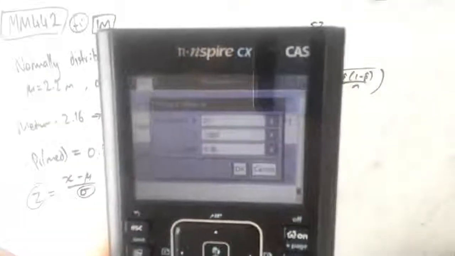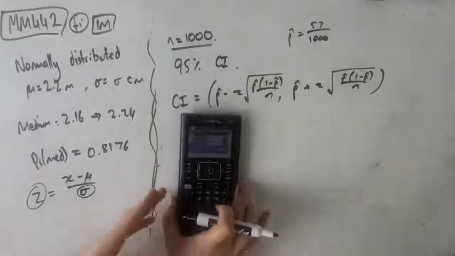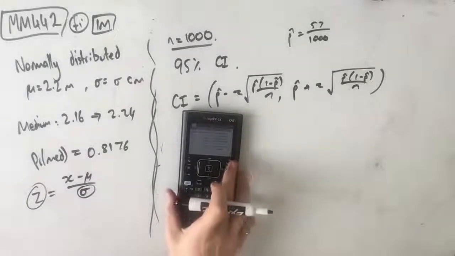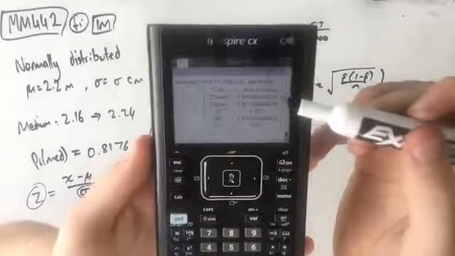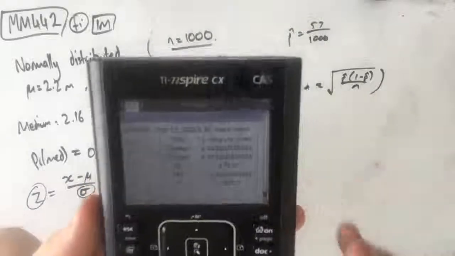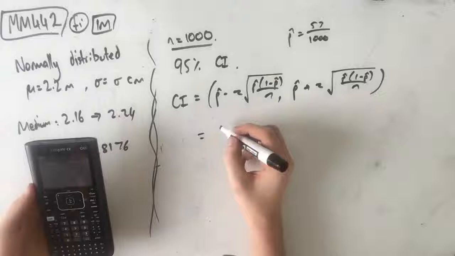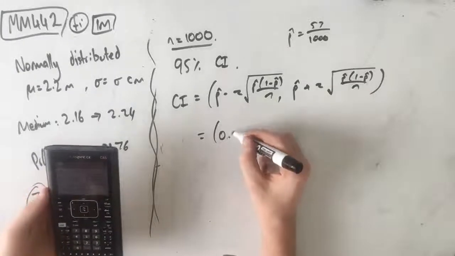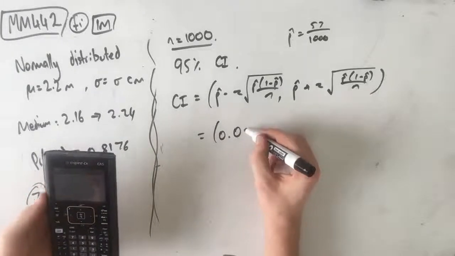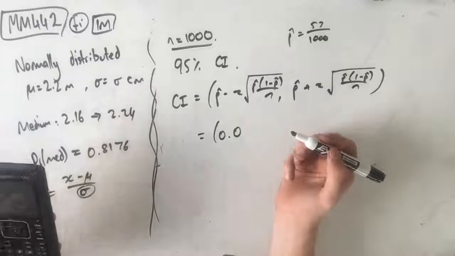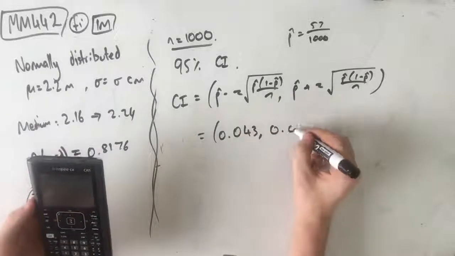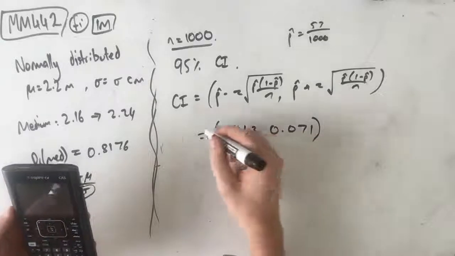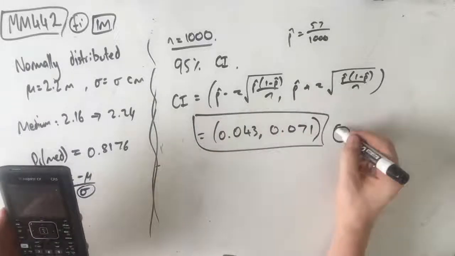That's what that looks like there. Hopefully you can see that. And we just click enter. And what we get is this C lower and C upper, and that's the lower and upper bound of our confidence interval. So that means that our confidence interval, according to this, is 0.0, how many decimal places? We need 3. So 0.043, 0.071. And this is our first and only mark for this question.